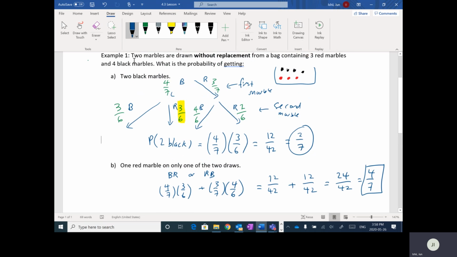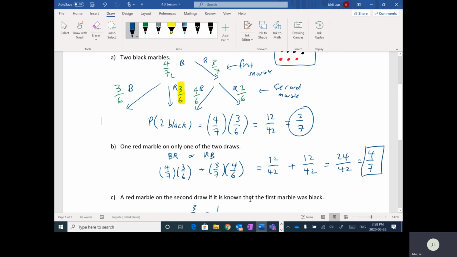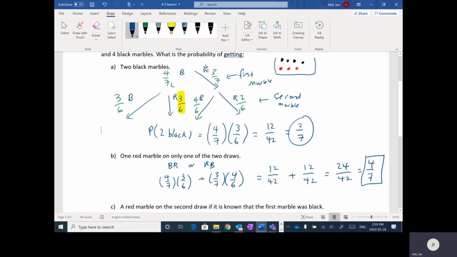So all we do here is that it's known that the first marble was black. So we're ignoring this side over here. We just know that, and basically what it's saying is off this branch, what's the probability of getting a red marble? And that's 3 out of 6. Cool. Now the last one here.